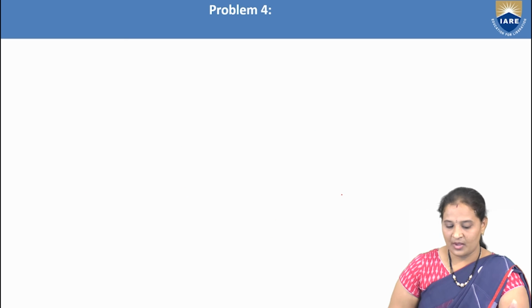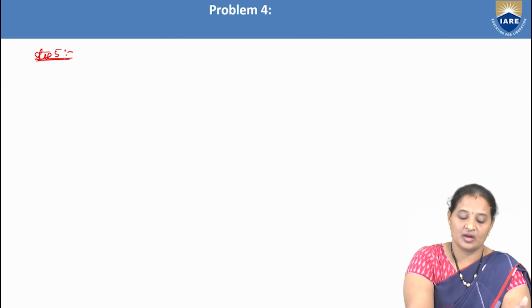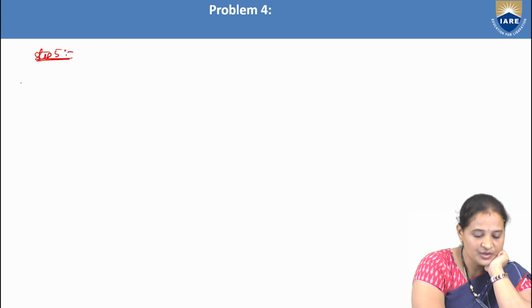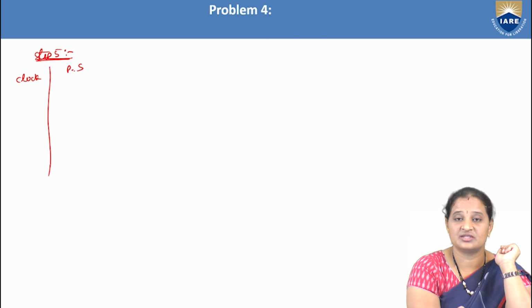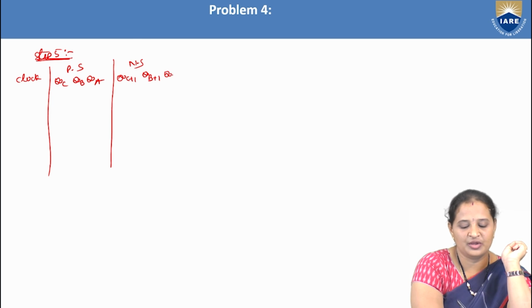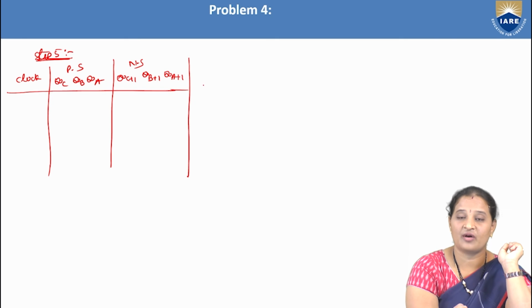After using the JK flip-flop, what is step 4? We need to derive the excitation table of the counter. How to derive it? We consider the clock pulses and the present state. As we require 3 flip-flops here, QC, QB, QA, and the next state can be written as QC plus 1, QB plus 1, and QA plus 1. So this is the excitation table of the counter.